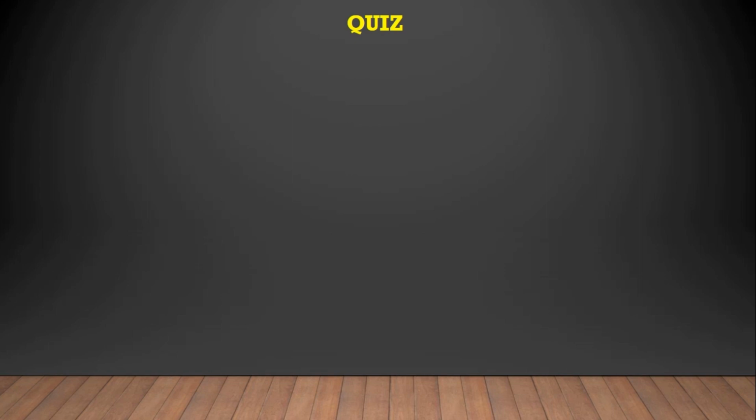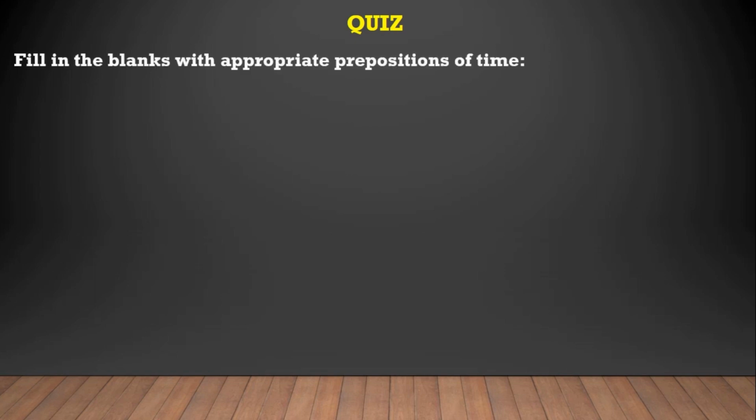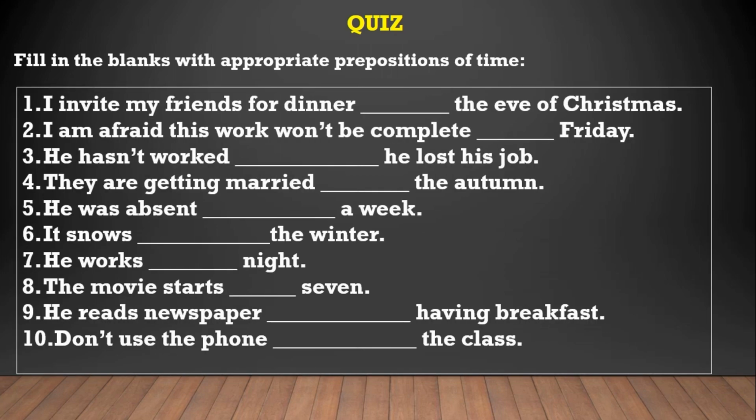And we have come to our quiz. Very simple. Fill in the blanks with appropriate prepositions of time. Look at the sentences. I invite my friends for dinner dash the eve of Christmas. I'm afraid this work won't be complete dash Friday. He hasn't worked dash he lost his job. They are getting married dash the autumn.